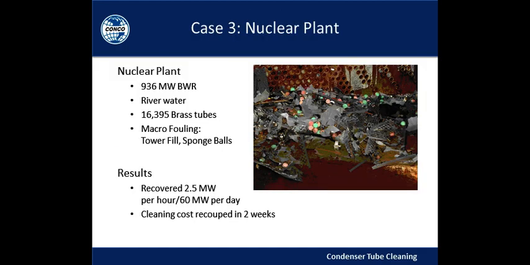In this case here, case 3 is a nuclear plant. You can see that the nuclear plant not only has fouling in the tubes, but it has cooling tower fill and continuous online ball cleaning system balls blocking and lodged in the water box and in the tube sheet. So the important thing is to go in there and clean each and every one of those tubes effectively and restore the condenser to its as-new condition. The results in this case were a recovery of 2.5 megawatts, basically 60 megawatt-hours a day. Cleaning cost was recovered in 2 days.